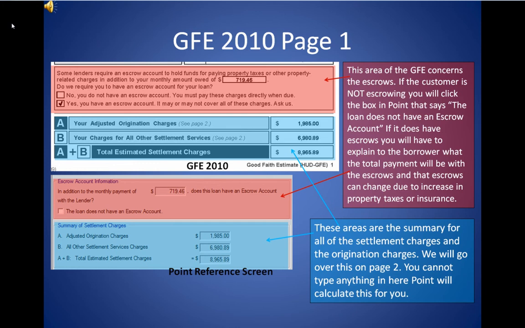The other thing here, now it shows in the next section, is the summary of your settlement charges. Your adjusted origination charges, see page 2, your charges for all other settlement services, and then it's the total settlement charges. Those will be broken down on page 2, so you can go over those with the customer.